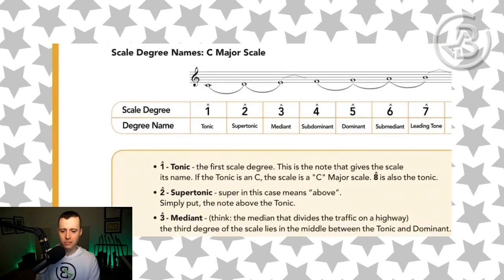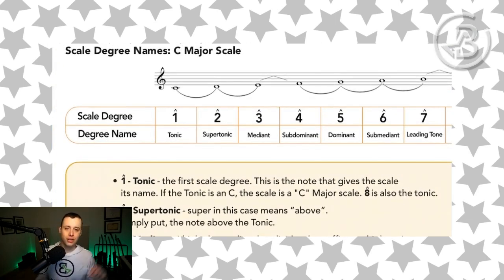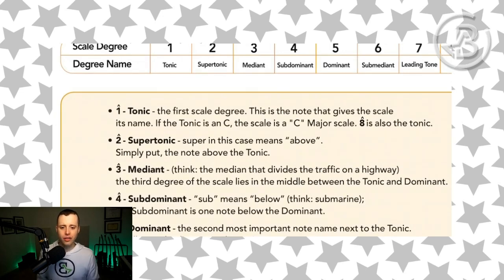So let's start by talking about the tonic, scale degree 1. This is the first scale degree. This is the note that gives the scale its name. If the tonic is a C, the scale is a C major scale, and when it's repeated one octave higher, it's also the tonic, because it's really scale degree 1 again. The supertonic, that's scale degree 2. Super means above. Think like Superman. Superman flies above the clouds. So Superman, supertonic. The supertonic is just the note that is above the tonic. As we can see, we have the D, which is, sure enough, higher up, closer to the ceiling than the C. So the supertonic.